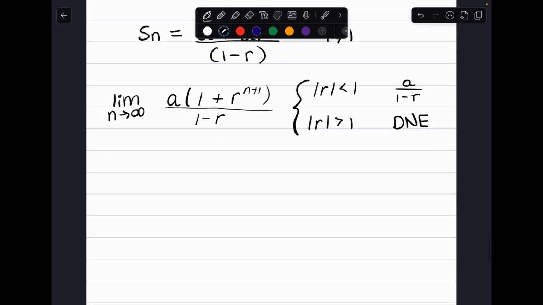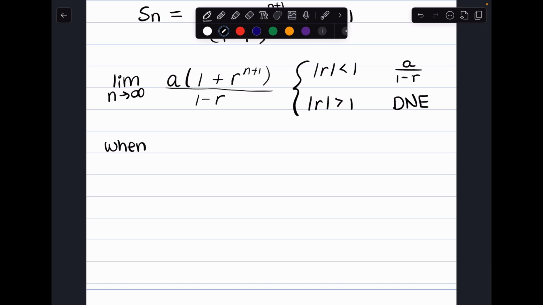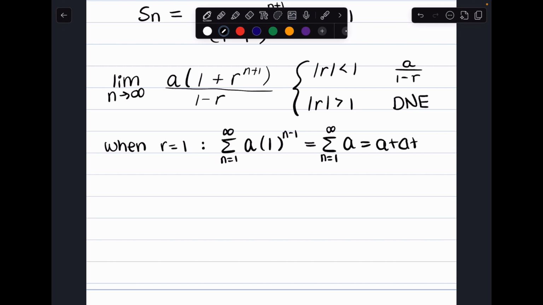And then if we look at the case when r is equal to 1, we would be looking at this series n equals 1 to infinity of a times r to the n minus 1. Well, if r is 1, we just have a times essentially 1. So we have n equals 1 to infinity of a, which is just a plus a plus a, and we add that up multiple times. And so this clearly would go to infinity, or possibly negative infinity if a is a negative number. And so this one is divergent.